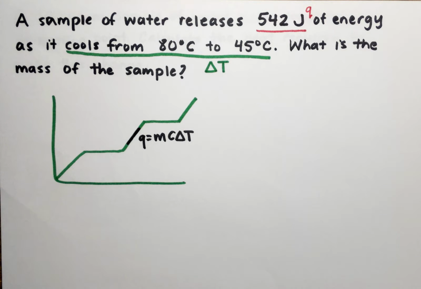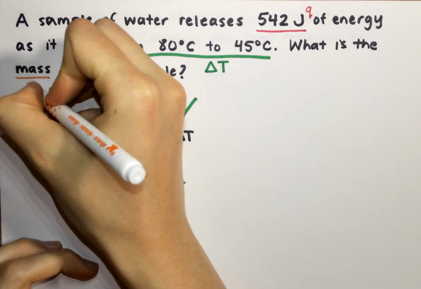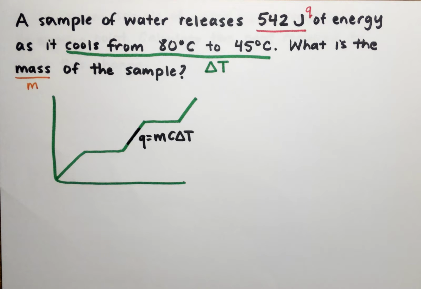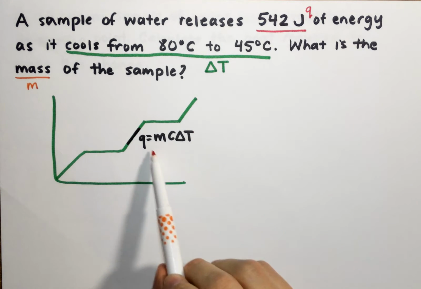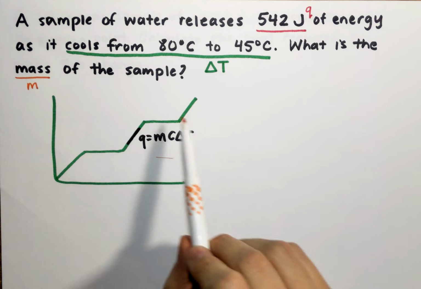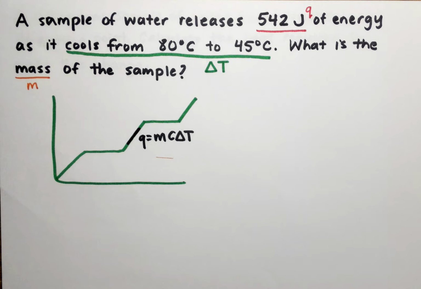And what I'm wanting to know from this problem is the final mass of the sample that was cooled. So I've got a Q, I've got an M, I've got a delta T, and I know it's this equation that I'm going to be working with. So let's plug stuff in so we can figure out exactly what mass we're dealing with here.